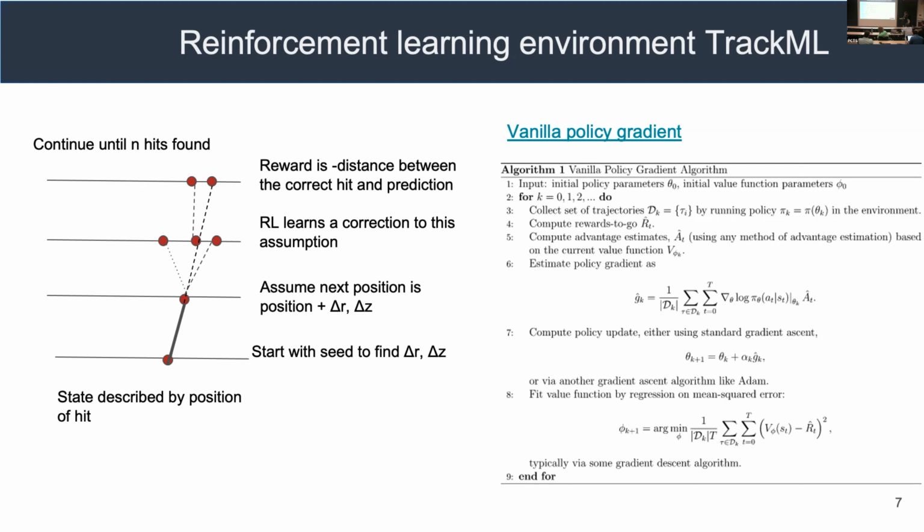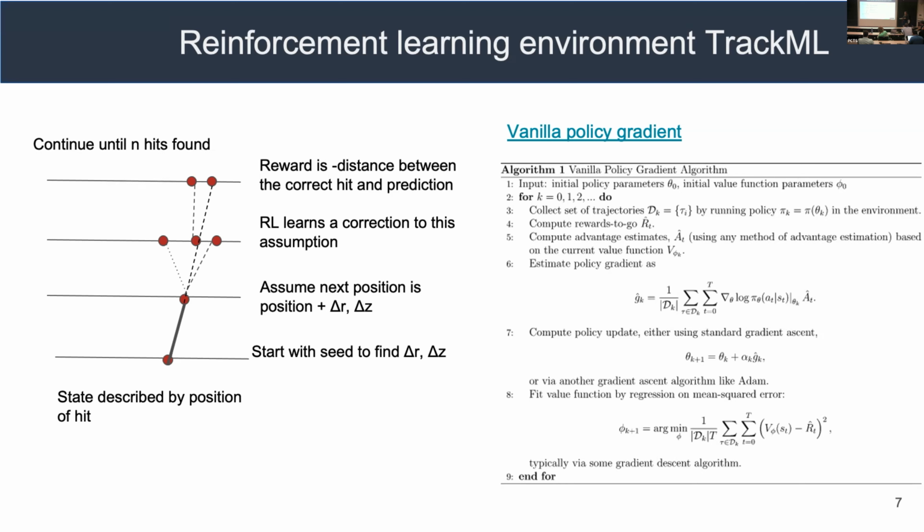Then I find the change in R and Z for that hit connection. And then I do something a little bit strange that I'll explain in a minute. I assume that the next position is going to be the previous position plus that same change in R and Z, and the reinforcement learning learns a correction to that assumption. I'll explain why I do that in a second. The reward is then the negative distance between the correct hits and the prediction, so the closer it is, the higher the reward. Then it continues until n hits are found, which is just an arbitrary number that I set.